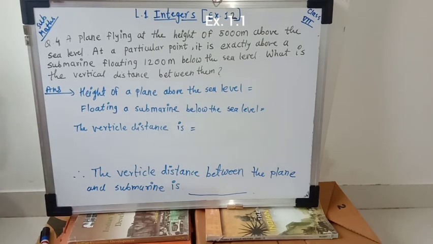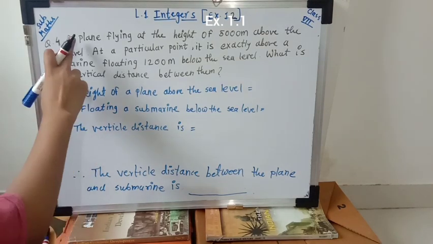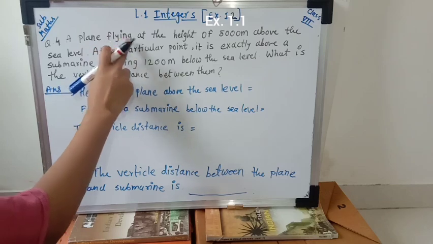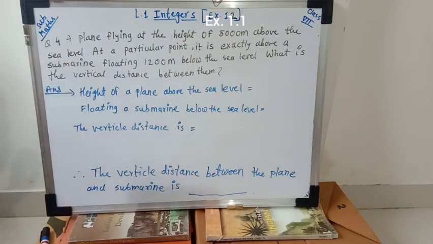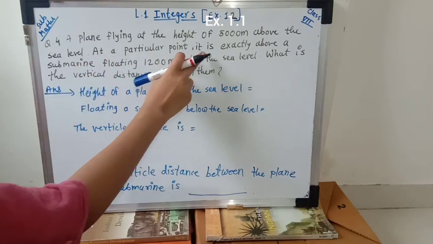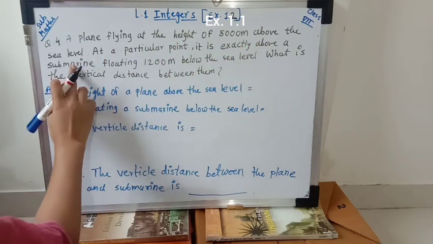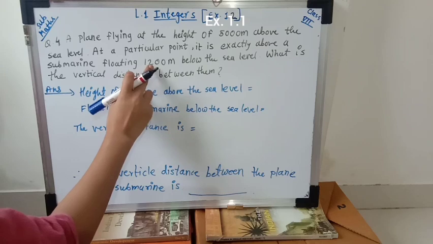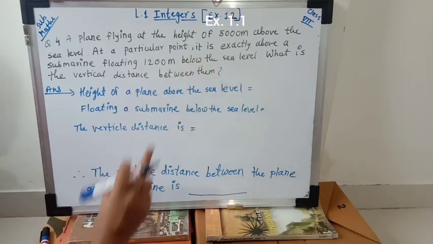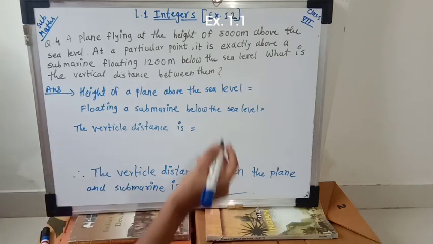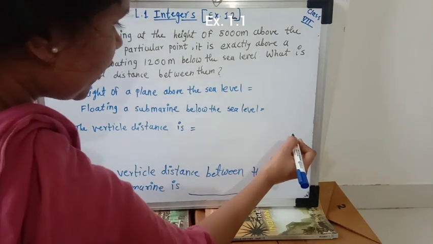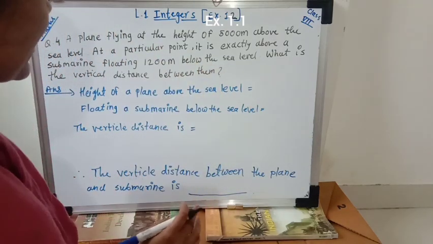Now let's see question number 4. Here a plane is flying at a height of 5,000 meters above sea level. At a particular point, it is exactly above a submarine floating 1200 meters below sea level. What is the vertical distance between them? Here let me draw a small picture of what they are saying.